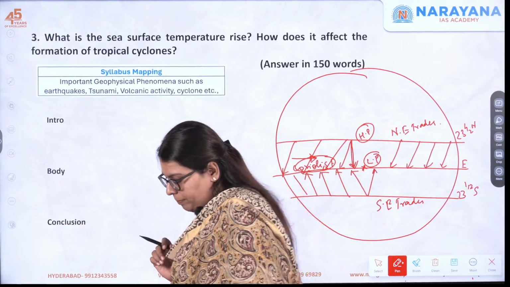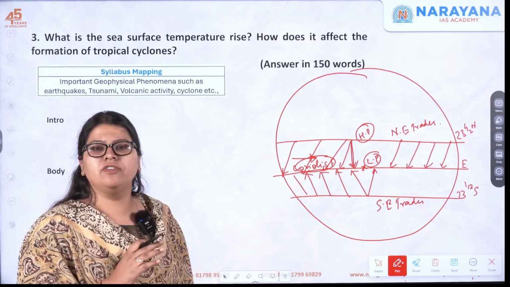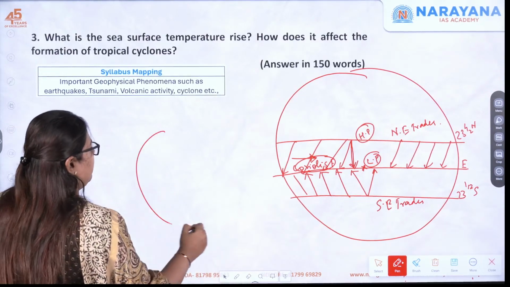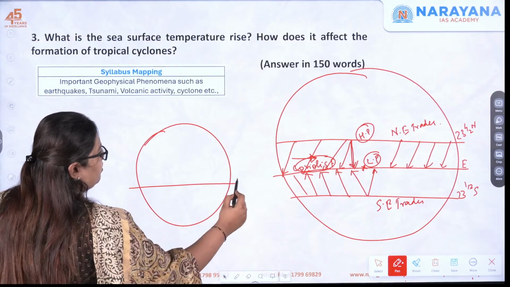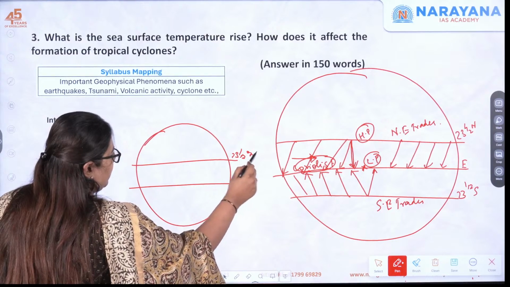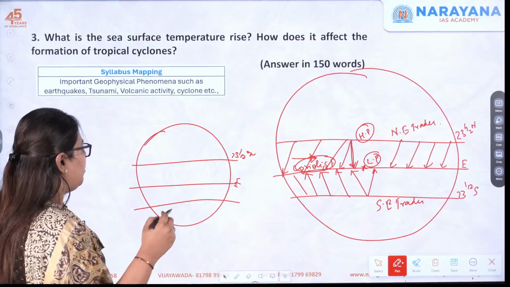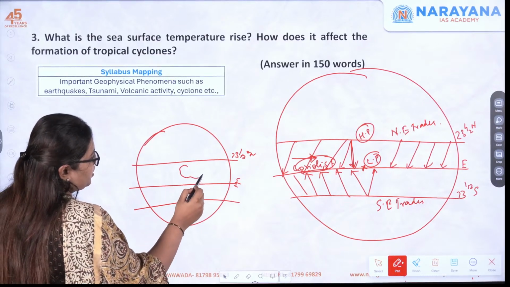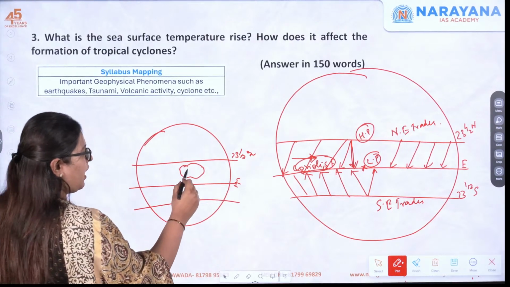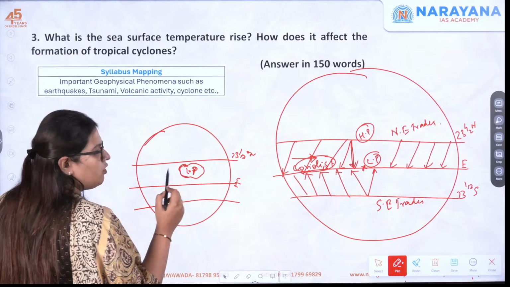Now, how are tropical cyclones formed? As the name suggests, they form in the tropical regions where the surface temperature is already high. For example, this is the equator, this is your Tropic of Cancer, and this is your Tropic of Capricorn. Since we are talking about the tropics, if this is the low pressure system, the sea surface temperature of the ocean over here increases, so it results in the formation of low pressure.